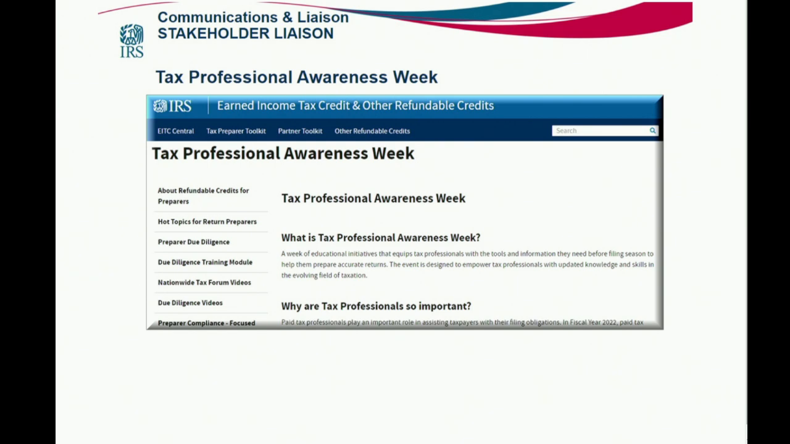The goal of the Tax Professional Awareness Week was to provide useful information and tools to support tax professionals during the filing season.